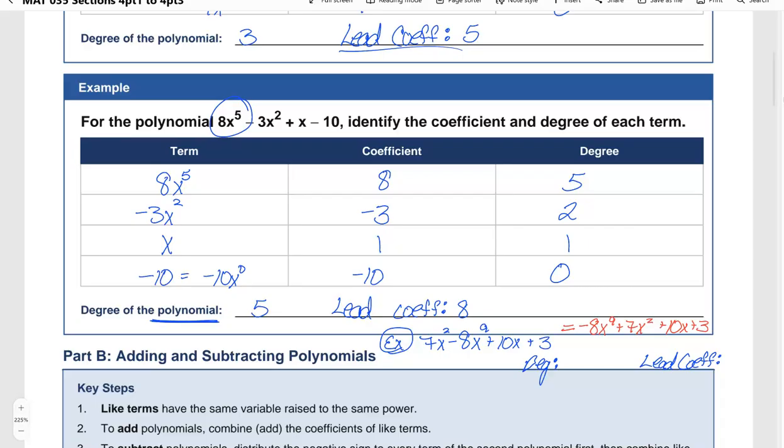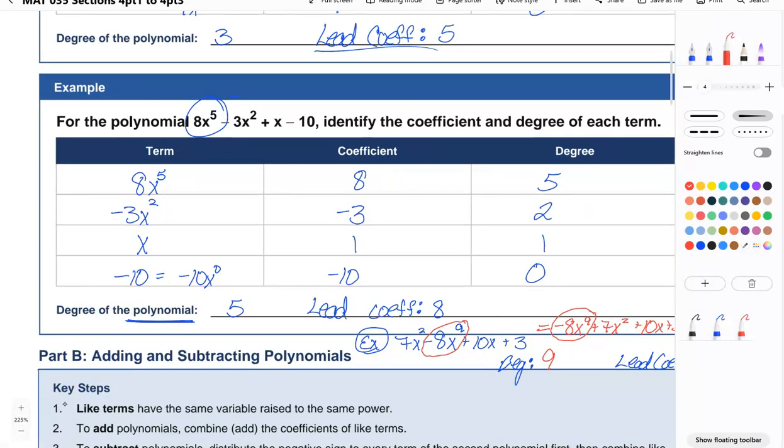So my degree is the biggest exponent that we see. My biggest exponent is going to be a 9. The leading coefficient is going to come from the coefficient of the leading term. And we've got to think about the leading term being written in standard form. That's going to be a negative 8 for that guy.